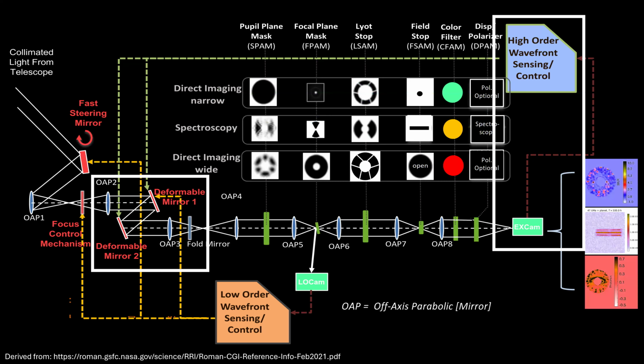If you want to do higher order wavefront sensing, which you need to go way, way down to 10 to the minus 8, you use the actual science camera on Roman to do this kind of wavefront sensing, where you are estimating the electric field at that camera based on observations of a reference star.